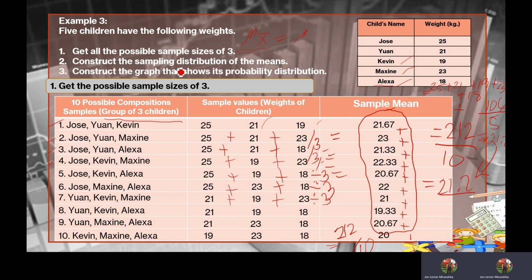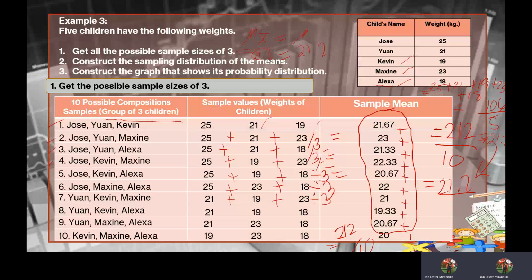So, tama nga to, kung saan equal yung expected mean or yung ating sample mean na 21.2, equal siya sa ating population mean na 21.2 lang din. So, clear tayo doon sa rule na yun. Which is yung expected mean sa ating sample mean is equal sa population mean. Gets ba doon? Okay, yun yung ating goal 1. Get the possible sample sizes of 3.